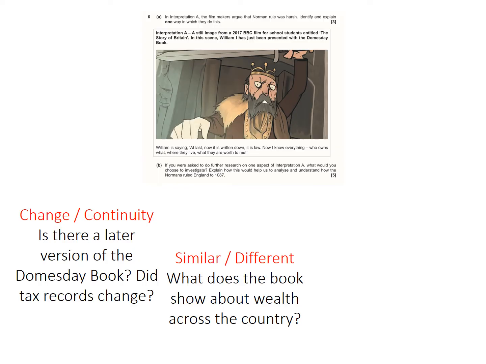Or I could look at similarity and difference. I'd like to look at whether the Domesday Book shows that wealth was spread across the country equally or not. Was it that the south was richer than the north? The east was richer than the west? I'd like to look at why.